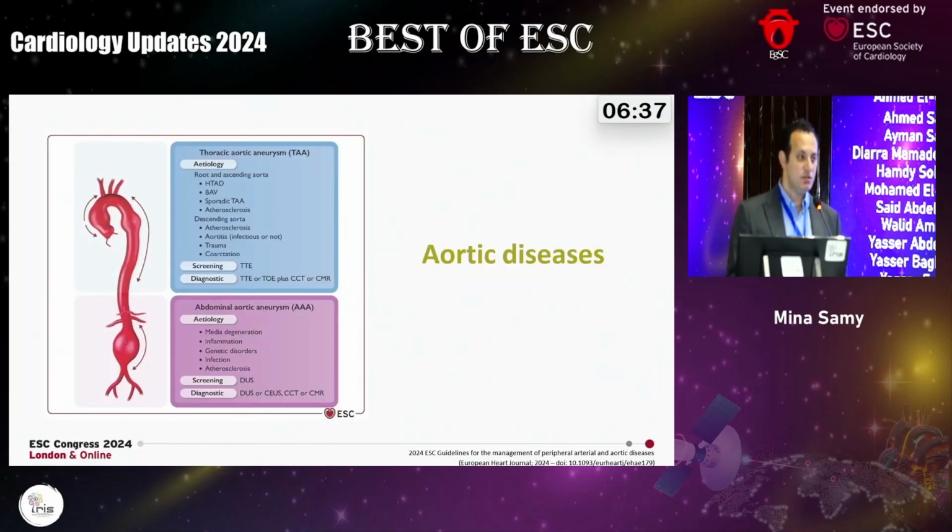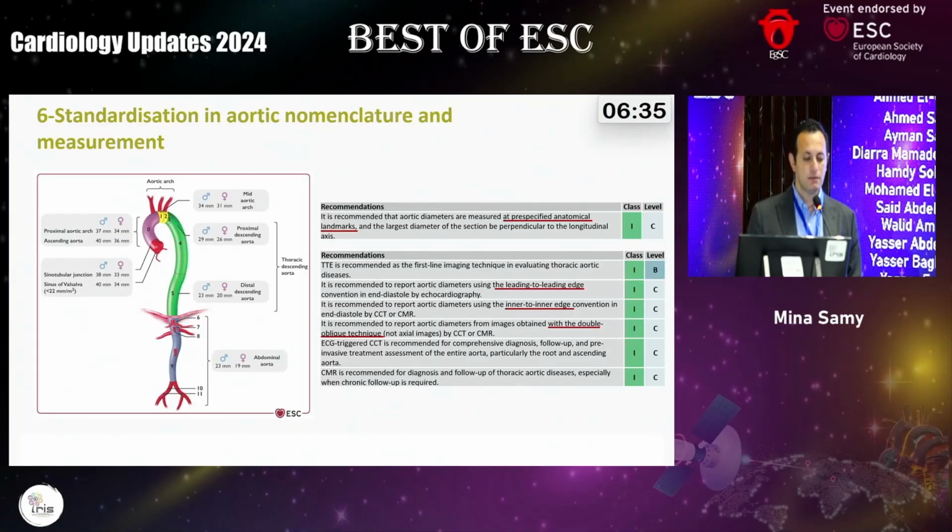Regarding the 5 messages in the aortic disease, the first message was that we need to use a standard nomenclature and measurements. This is the segments of the aorta, starting from the root to the arch to the descending, into 11 segments. Also, we should use the same measurement when using the CT or the CMR. If we are using echo, we measure the aorta leading edge to leading edge. If we are using CT or CMR, we go inner to inner.